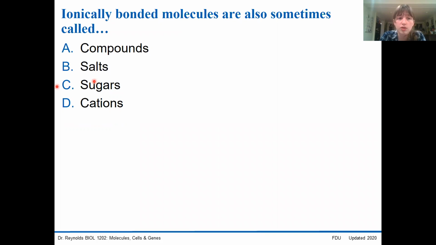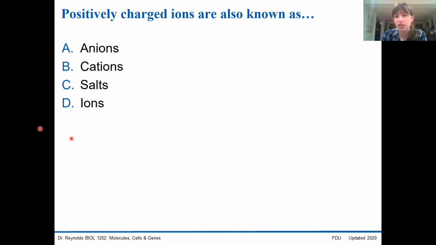Ionically bonded molecules are also sometimes called salts, which is an important component when you think about electrolyte solutions. You're thinking about salt compounds. And a positively charged ion is known as a cation.